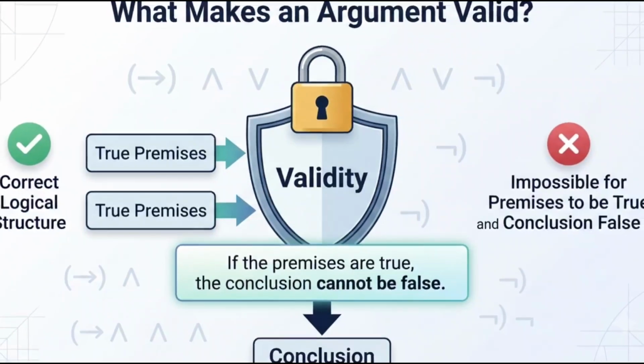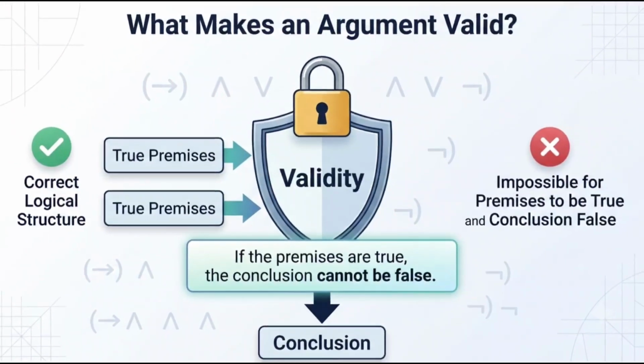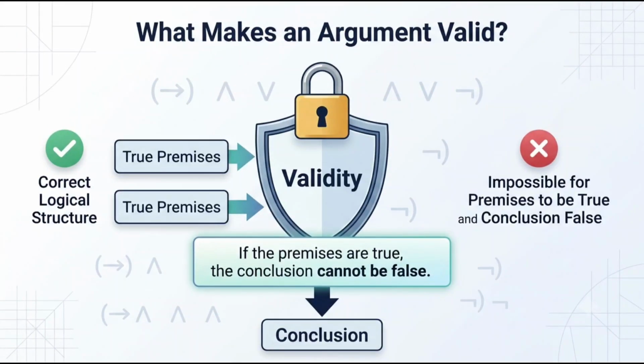An argument is valid if it is impossible for the premises to be true while the conclusion is false. Validity depends on the logical structure, not on whether the statements are actually true in real life.